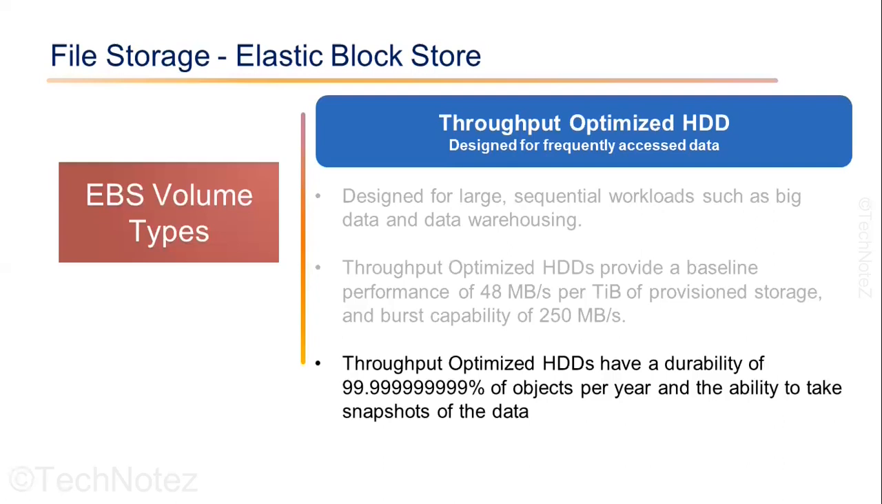Throughput optimized volumes have a great durability per year and the ability to take snapshots of the data, which can be used to create new volumes or to protect the data from accidental deletion or corruption. Throughput optimized HDDs are less expensive than General Purpose SSD and Provisioned IOPS SSD, but they are not as fast as the SSDs. They are a good option for users who need a high level of throughput for their sequential workloads but don't require the high IOPS and low latency of SSD.